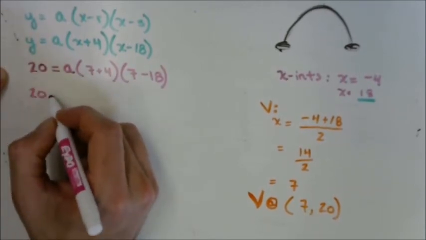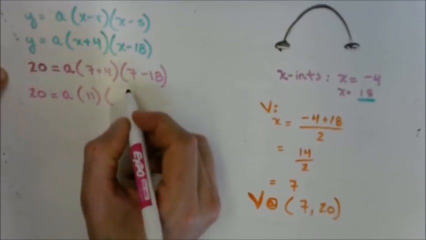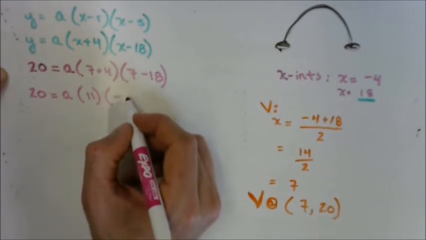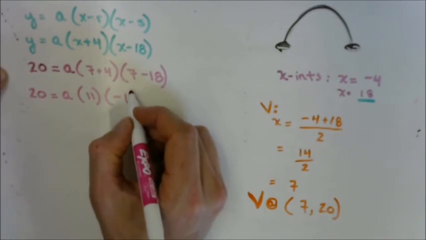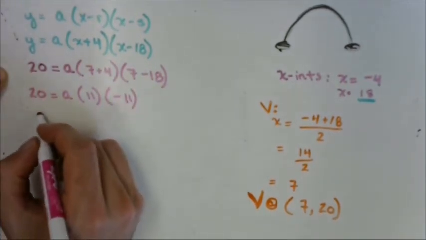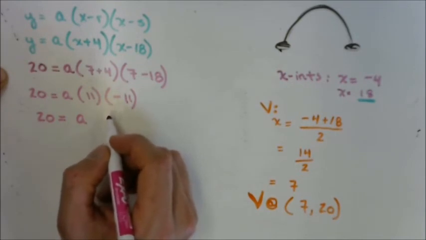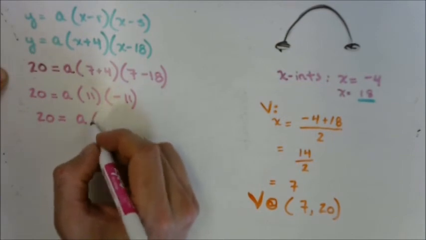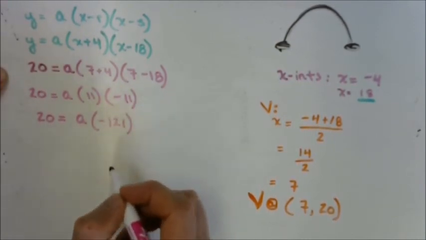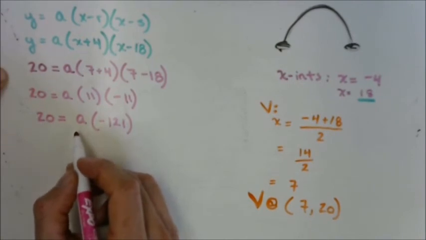Leave 20 on the left for now. Leave a alone because I need to deal with my brackets first. 7 plus 4 is 11. 7 minus 18 is negative 11. So now we have 20 equals a times 11 times negative 11. What's 11 times 11? 121. So we've got negative 121. Good. Now to get a by itself.